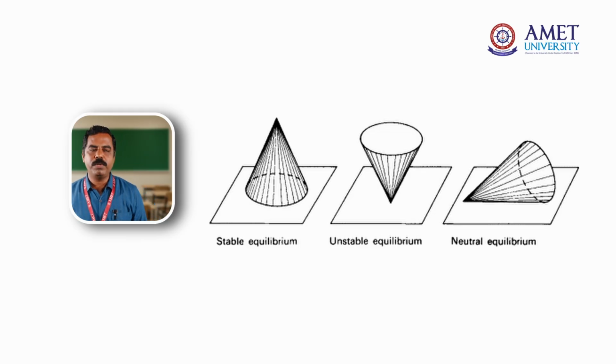So today we are going to discuss the topic of unstable equilibrium. There are three different types of equilibrium: one is the stable equilibrium, another is the unstable equilibrium, and another is the neutral equilibrium. It depends on the GM value. The vessel may be stable, or unstable, or in neutral equilibrium. So today we are going to discuss the unstable equilibrium.